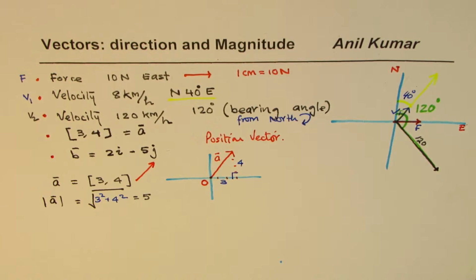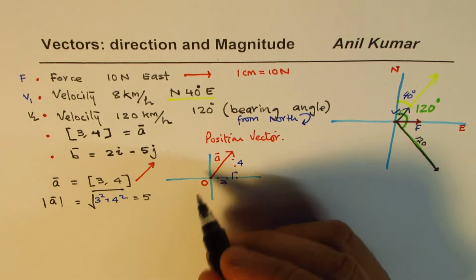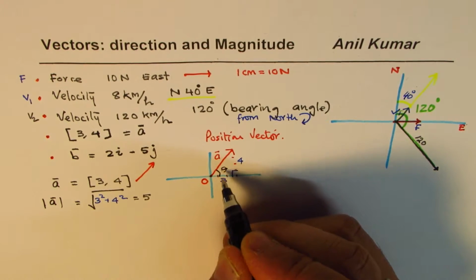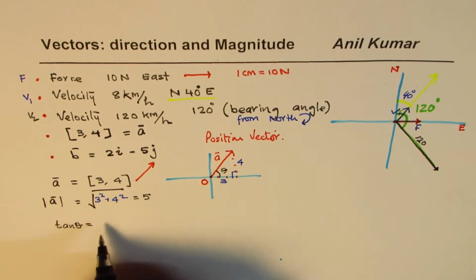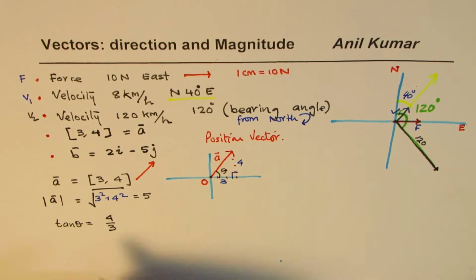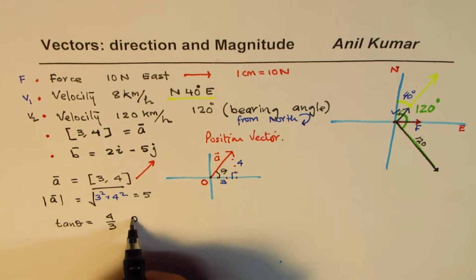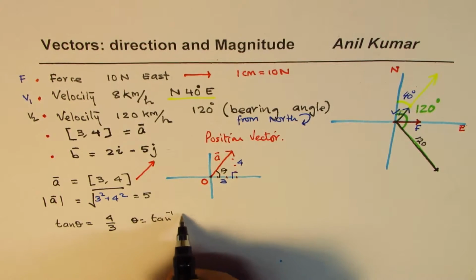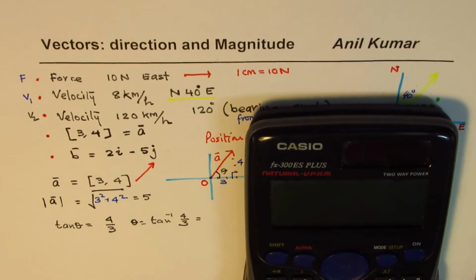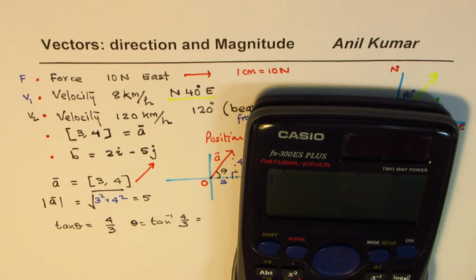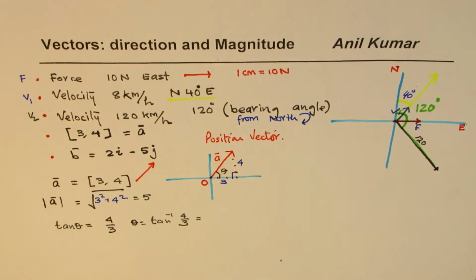Now, how do we find the direction? Well, to find the direction, let's say the angle here is theta. Then what is tan theta? So we say tan theta is equal to opposite over adjacent, 4 over 3, right? So we can find theta as equal to tan inverse of 4 over 3. So now we can use the calculator and find the angle. So we shift tan inverse, 4 divided by 3, bracket close, equals 53.1 degrees.